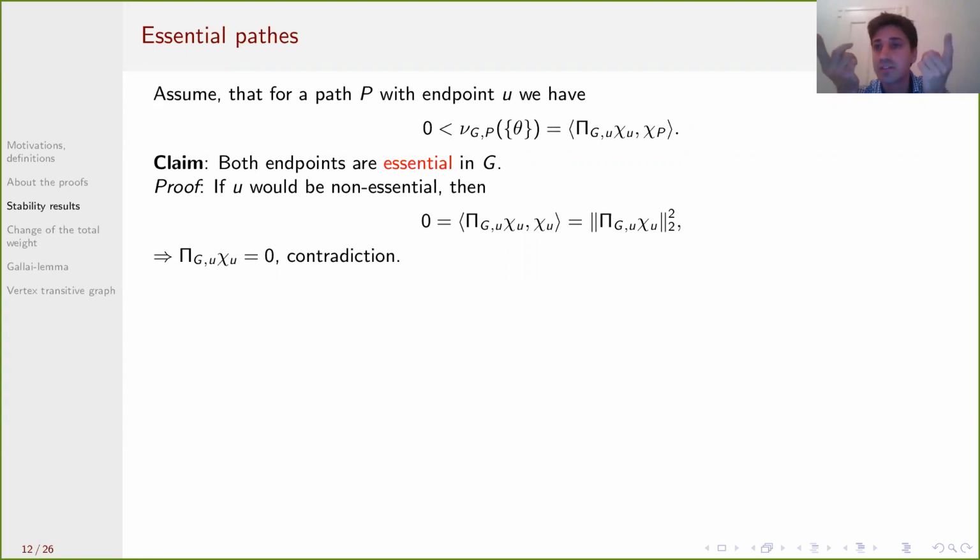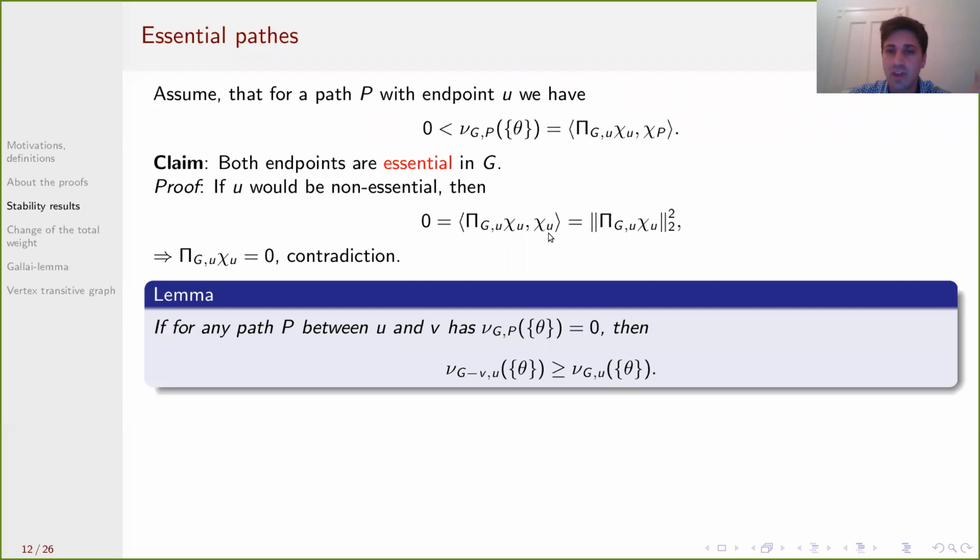Why is that? It is quite simple, because if we assume that the starting vertex u is non-essential, then by definition the atom has to be zero. But the atom being zero means that this scalar product is zero. So the orthogonal projection of Q into the theta eigenspace times the indicator of u is 0, but this is exactly the same as the length of this vector. It means that the length of the projected vector is 0. So if I put this back into the definition of essential path, I should get 0. That is a contradiction. So basically, we just proved that whenever we have an essential path, both endpoints have to be essential.